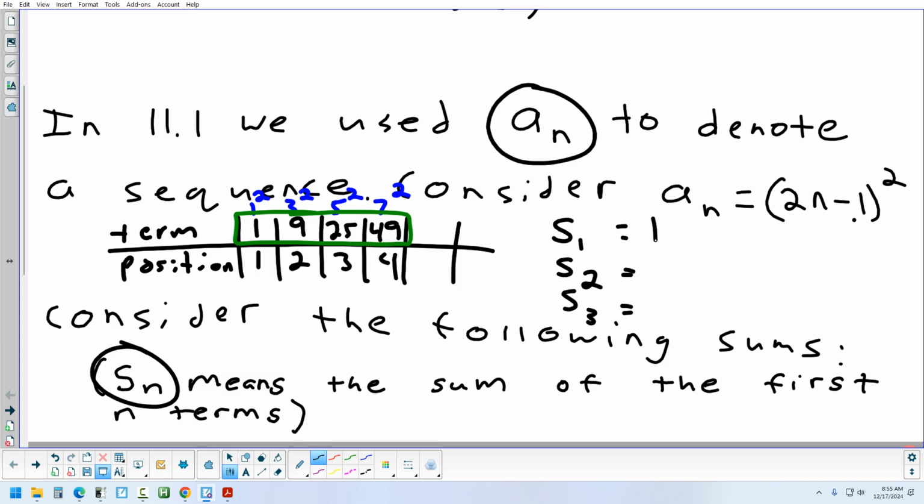S sub 2 means to add up all the terms up to the second one. What do you get if you add up everything in that green box up to the second one? 10.